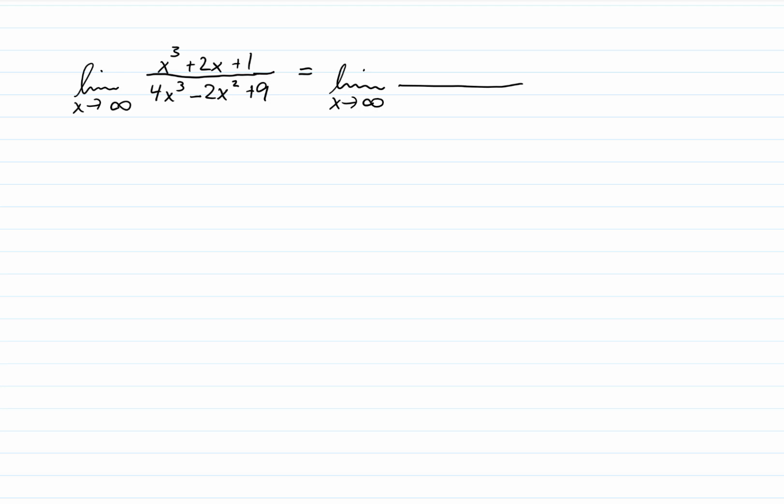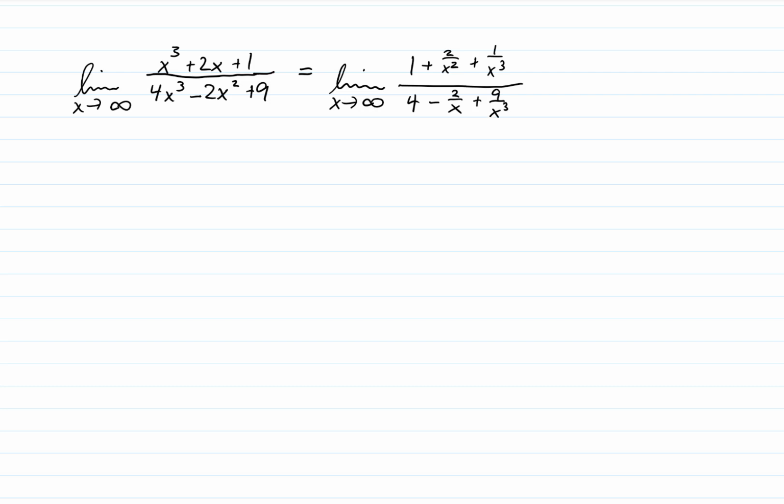Now I get that x cubed from the highest power in the denominator, but I divide everything by x cubed, numerator and denominator. So x cubed divided by x cubed is 1. 2 over x divided by x cubed is 2 over x squared. 1 divided by x cubed is 1 over x cubed. Now the bottom, 4x cubed divided by x cubed is 4. Negative 2x squared divided by x cubed is negative 2 over x. And 9 divided by x cubed is 9 over x cubed.